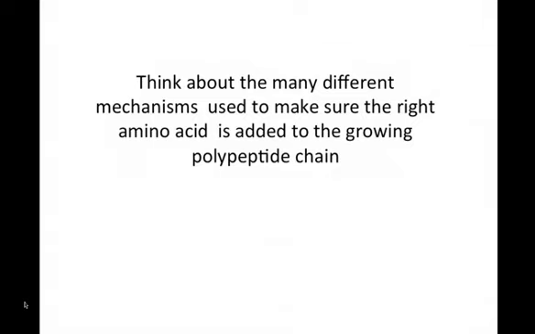Okay, so I want you to just think about all the different mechanisms that were used to make sure the right amino acid is added to the growing polypeptide chain, all the way from addition of the correct amino acid to the correct tRNA by the aminoacyl tRNA synthetase, to EF2 and bringing in the correct tRNA. There's quite a few mechanisms that we went through. So as you are studying, try to group those and organize those. Okay?